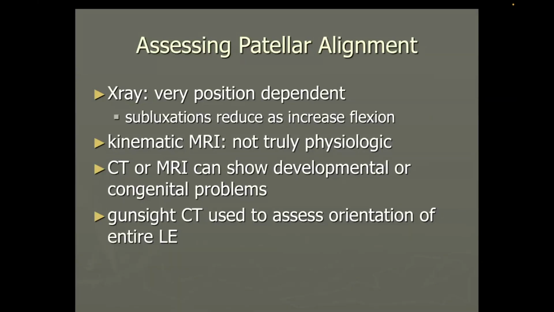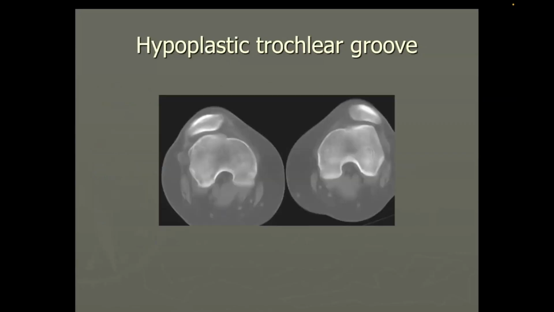Gun sight CT scan, probably better than MRI to assess rotational abnormalities. This is just an example, again, not necessarily for MRI, but here you can see clearly a hypoplastic trochlear groove with malrotation of the femur and patellar instability.